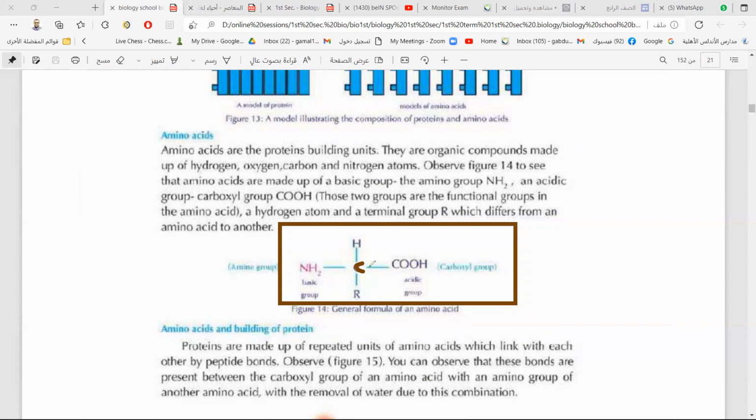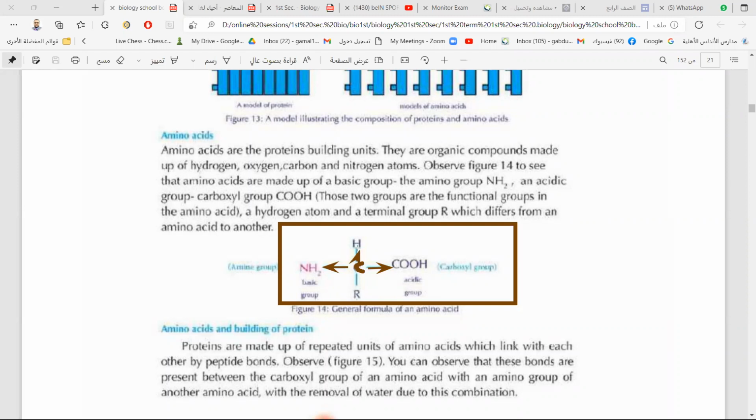And we have 4 bonds. One bond with a carboxyl group, COOH. The carboxyl group is an acidic group. And another bond with an amino group, which is NH2, and it is basic. So we have an acidic group and a basic group. So the amino acid or the protein is very sensitive to pH, the pH value.